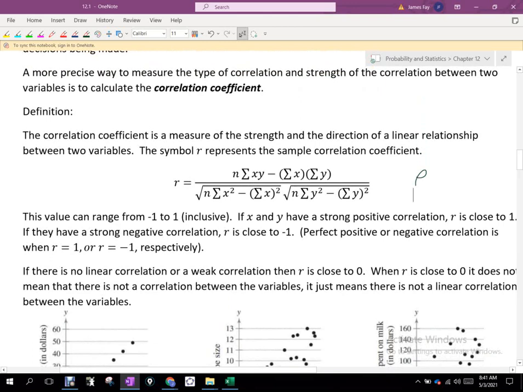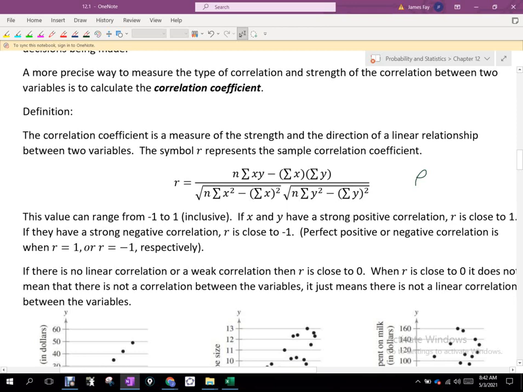So here's the formula. You take the size of your sample and multiply it by the sum of your data points multiplied together, minus the sum of your x's times the sum of your y's. And you divide that by the square root of the size of your data sample times the sum of your x's squared, minus the sum of x, squared, times the square root, and do the same exact thing for y.